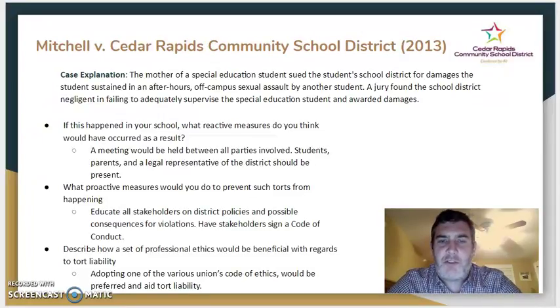Describe how a set of professional ethics would be beneficial. And this is going to be frequent in most of these cases. Looking at one of the unions' codes of ethics, the NEA, the AFT, would be preferred and aid tort liability, because it would give the group a code to look at.